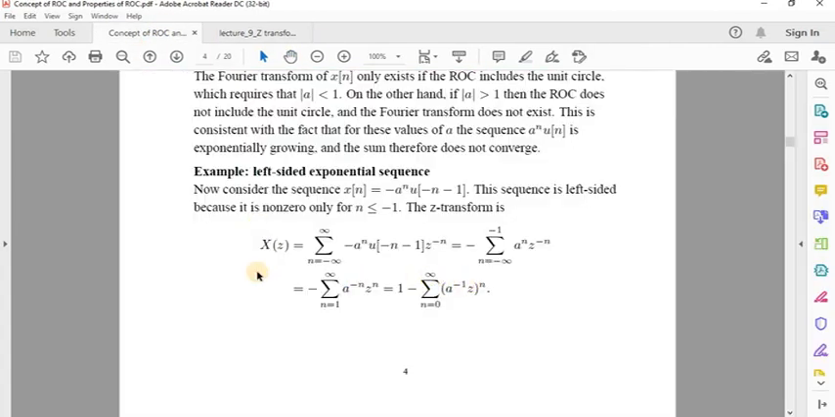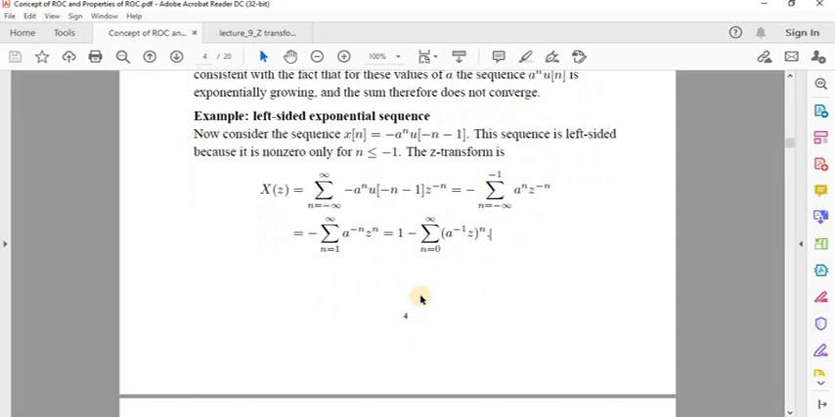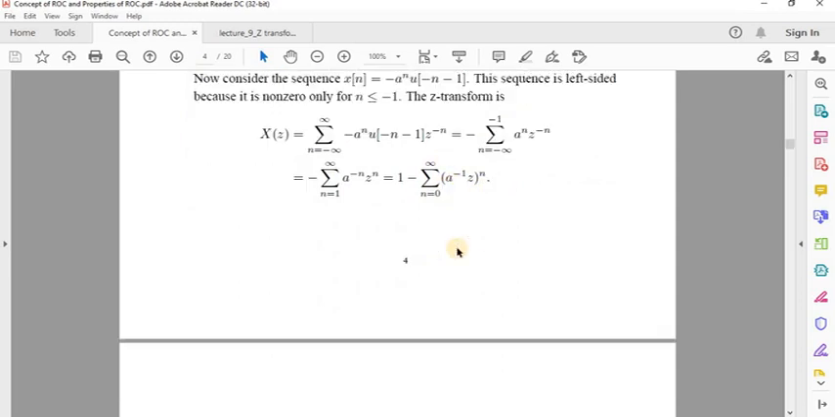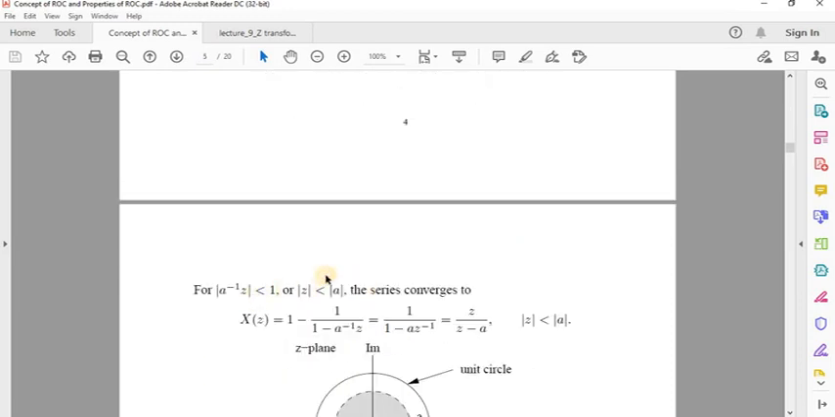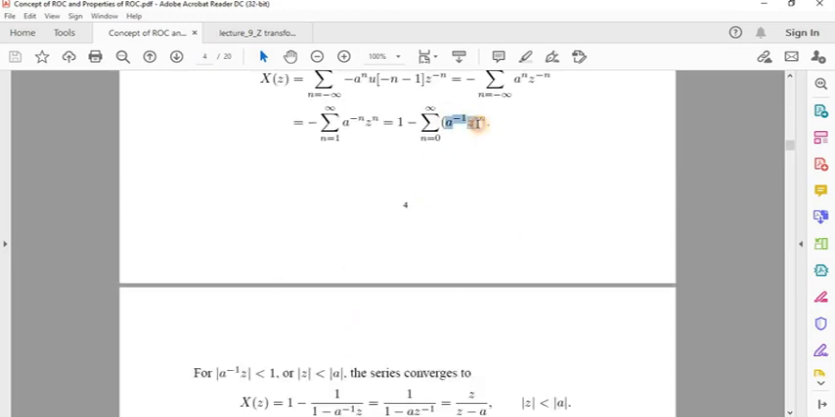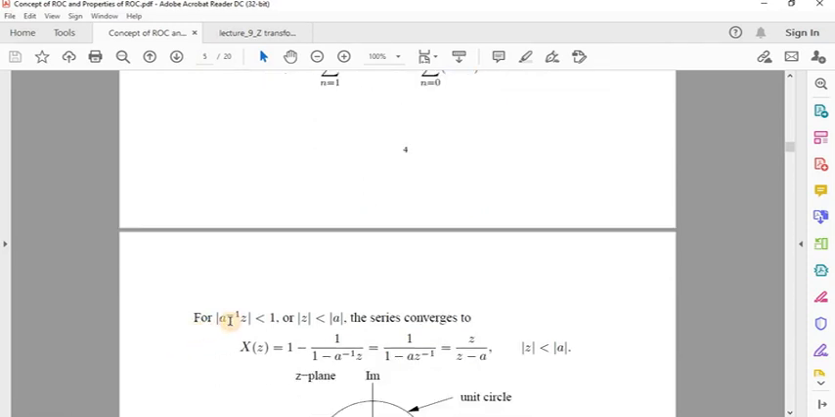You can see here they have solved the example, and this is what I was saying. This is the condition for ROC. This is the point at which we are going to find out ROC. Now what is necessary for that? This should be less than 1. So they have given mod of a to the power minus 1 z less than 1, or |z| less than |a|. So I have simplified it.